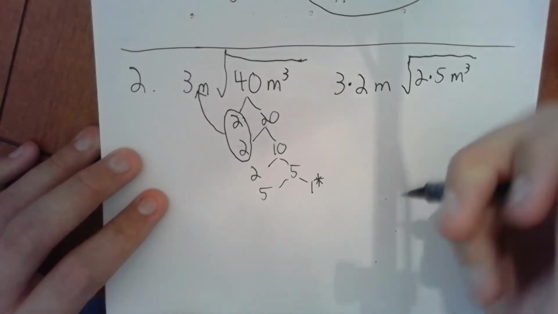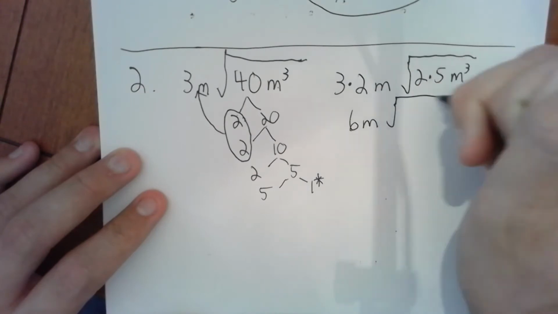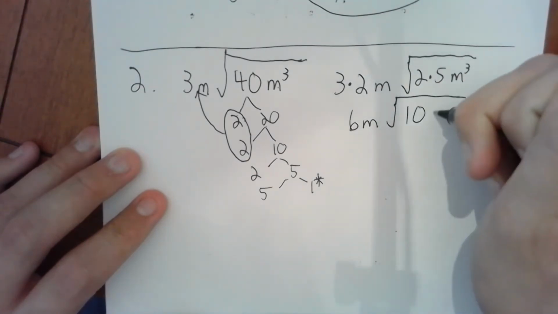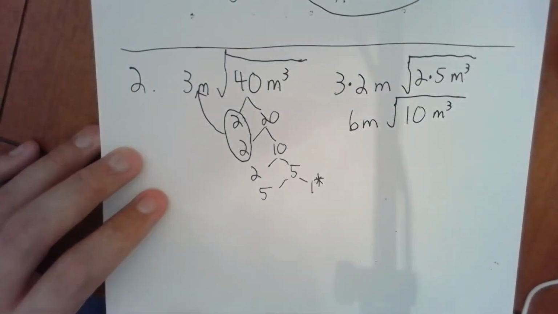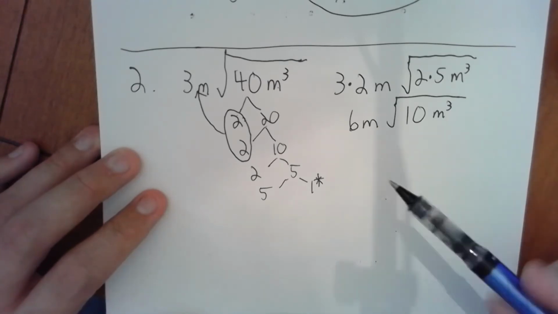Okay, next just multiply. 3 times 2 is 6. 2 times 5 is 10. And we're going to do basically the same thing we did in the previous problem. We're going to write this variable that's in exponential form right now in expanded form.